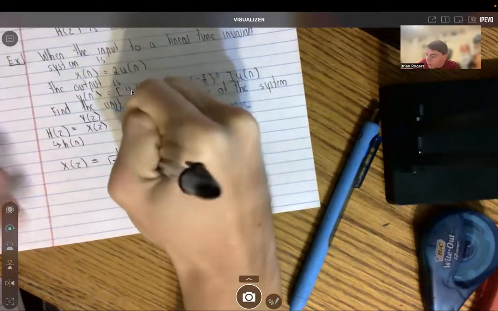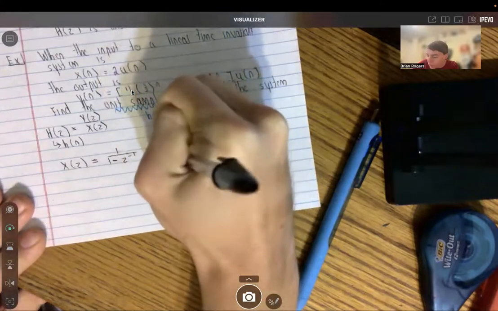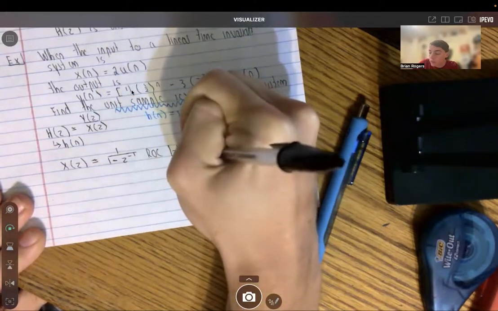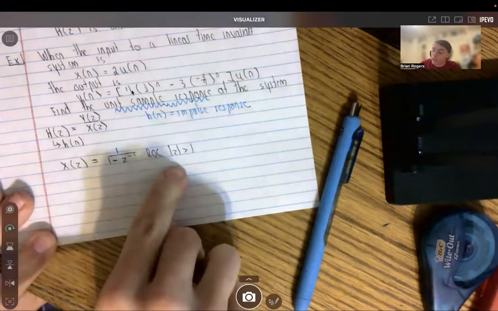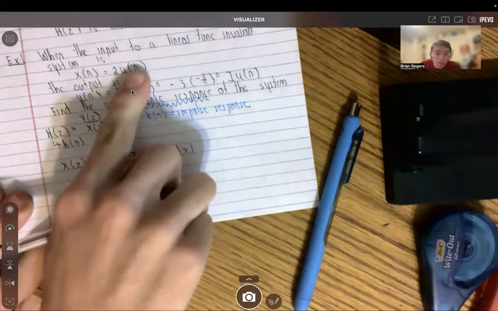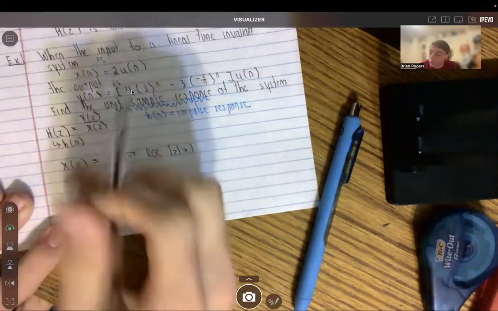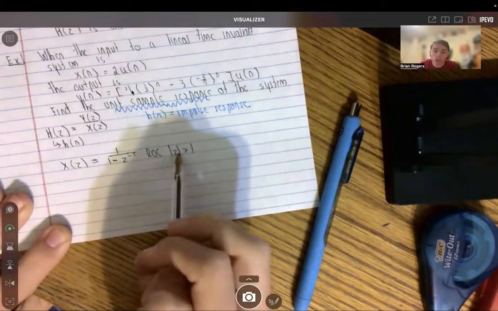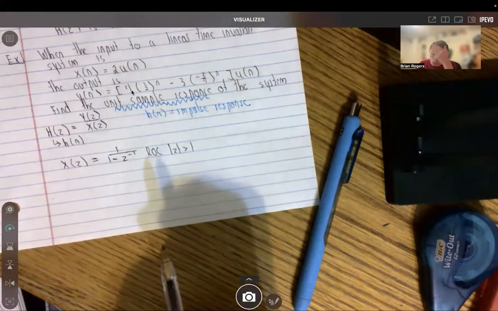And the region of convergence is going to be for z greater than 1. That makes sense because this is causal, right? It's u of n, for time 0 or greater. And so our region of convergence should be the exterior of the circle.